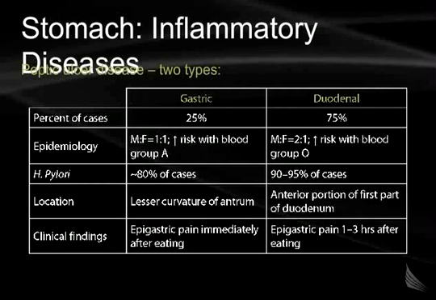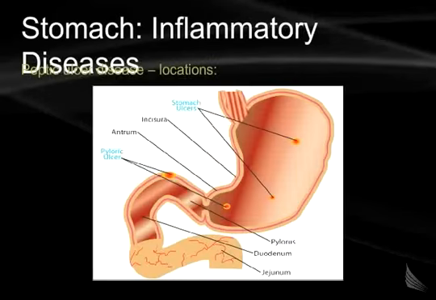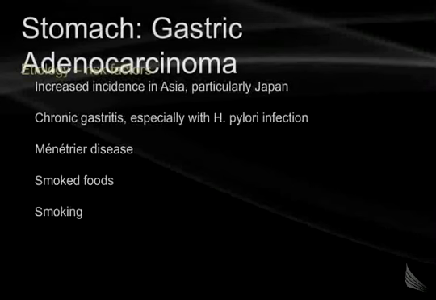Gastric ulcers are typically located on the lesser curvature of the antrum, whereas in the duodenum, they're located in the anterior portion of the first part of the duodenum. Remember, ulcers in the duodenum can erode into the gastroduodenal artery, resulting in life-threatening hemorrhage. The clinical characteristics that differentiate gastric from duodenal ulcers is that gastric ulcers typically get worse right after eating. Remember, as soon as you eat food, here's a cartoon image showing stomach ulcers and duodenal ulcers. Notice. Next, we'll talk about gastric adenocarcinoma.